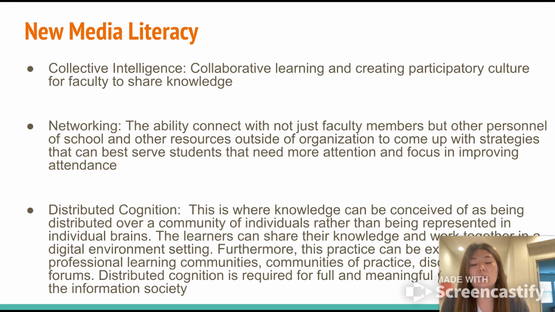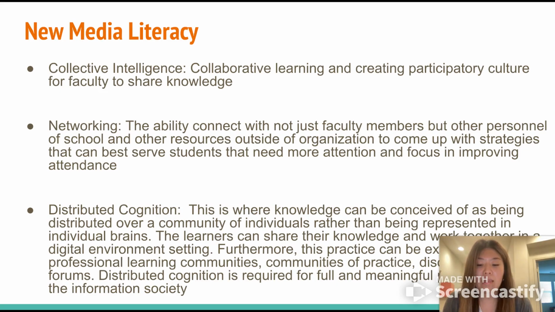So with especially adult learners, so our faculty and our school personnel, I believe new media literacy skills were embedded into the initial discussions of how we could remediate this attendance issue. So eventually, that discussion started, and then the training. So the skills demonstrated by the learners were collective intelligence, networking, and distributed cognition.